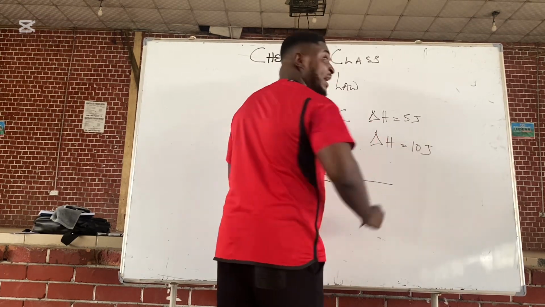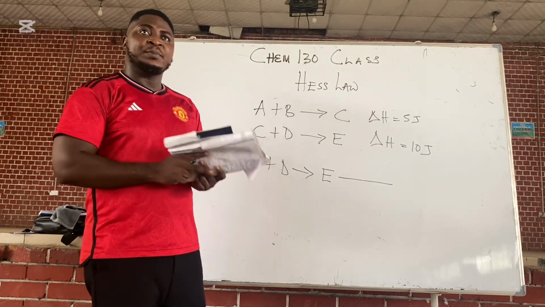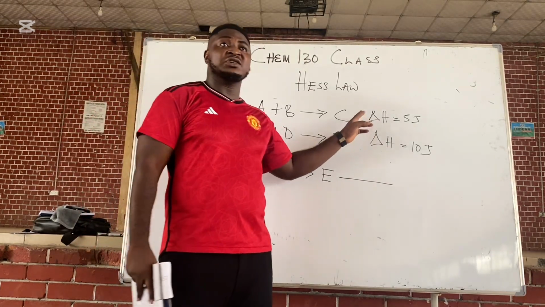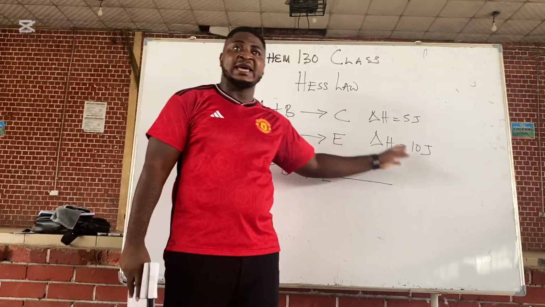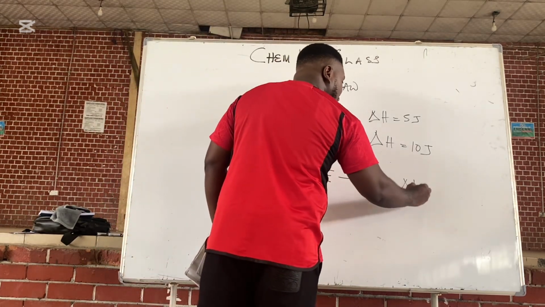I'm just giving a hypothetical example. If the enthalpy change of this first reaction is 5 joules and the enthalpy change of the second reaction is 10, they are now asking us to find the enthalpy change of this third reaction. We don't know it.